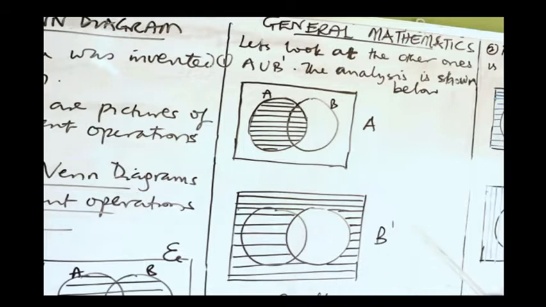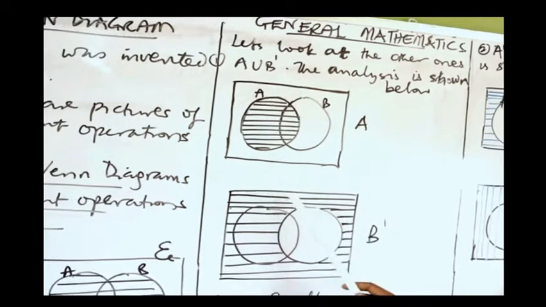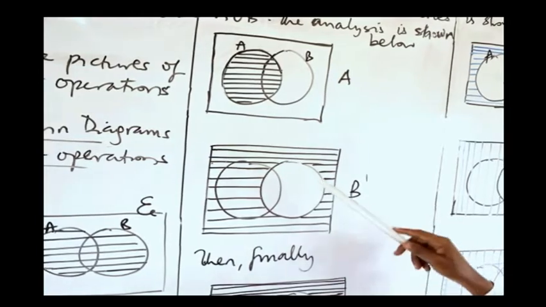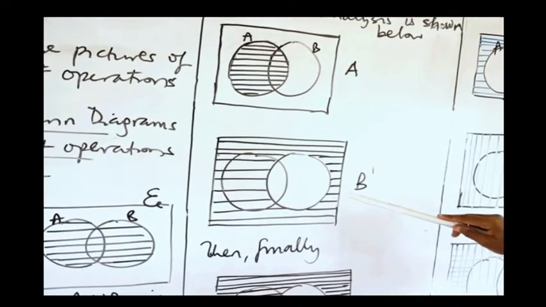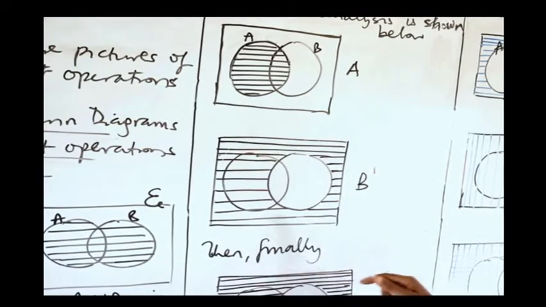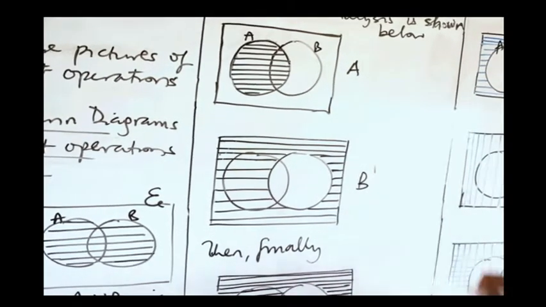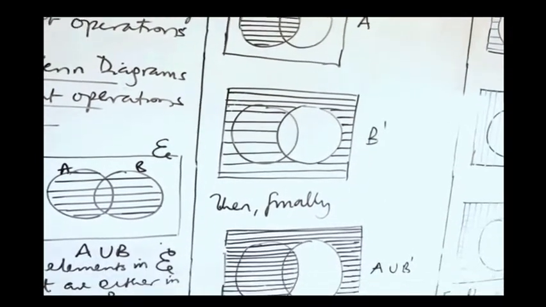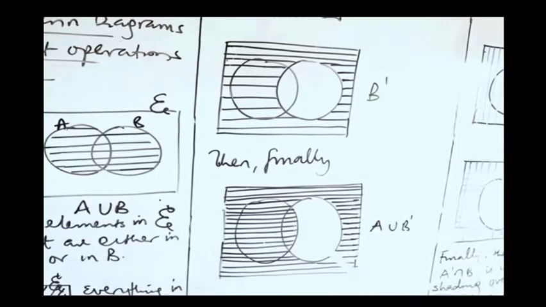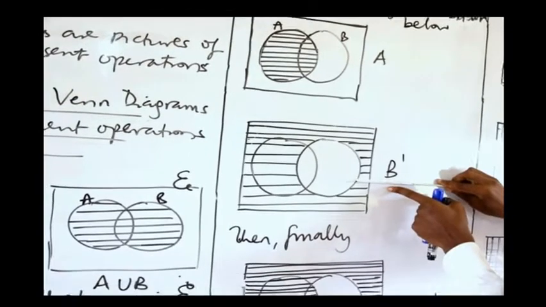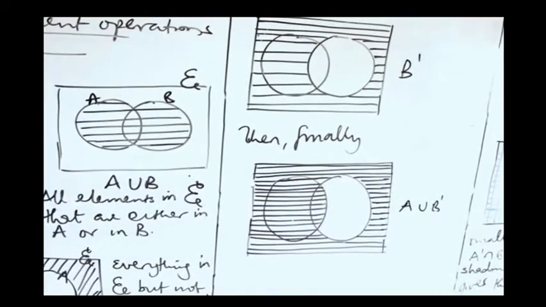Then the second one, we want to represent the region showing B complement. All this region I shaded there represents B complement. That is the region that is not part of B, not B. All this shaded region represents not B, not inside B. Then we can now combine the two together to give us the final answer. That gives us this, which is A union B complement, the combination of A with the complement of B. And that gives us this.